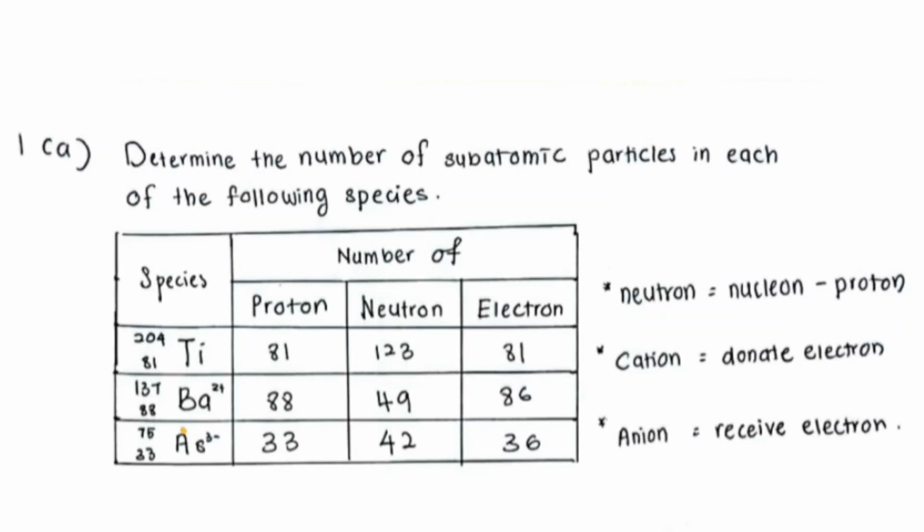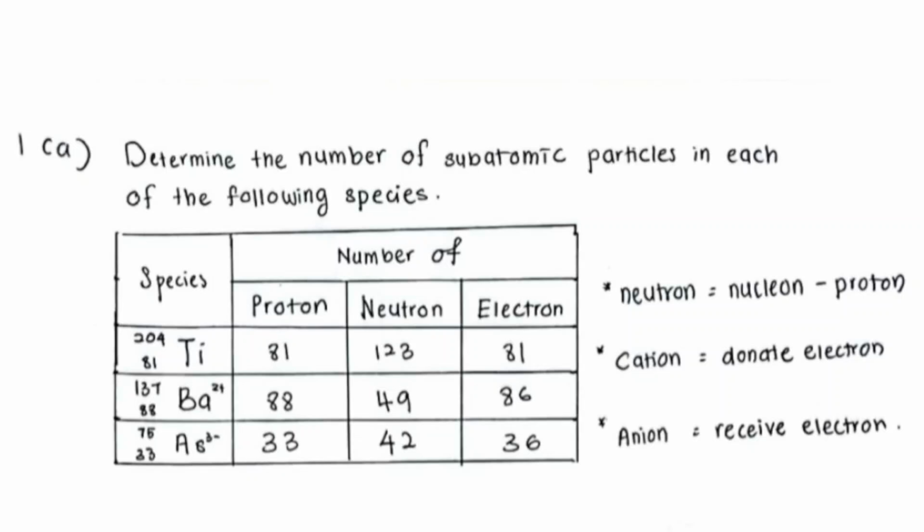So today I will show you guys how to answer chapter 1 questions. Okay, for question 1A, it asks to determine the number of subatomic particles in each of the following species. As we can see from the table, it gives the isotope notation for titanium, barium, and arsenic, and it asks for the number of protons, neutrons, and electrons.